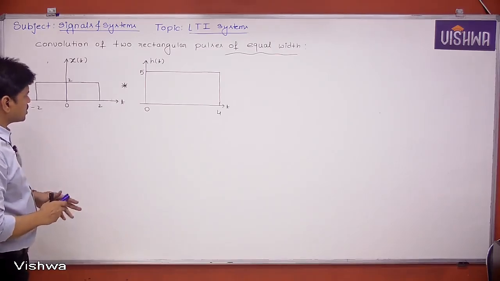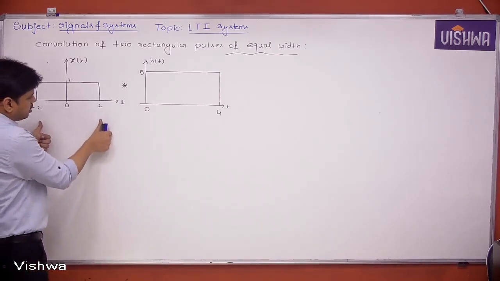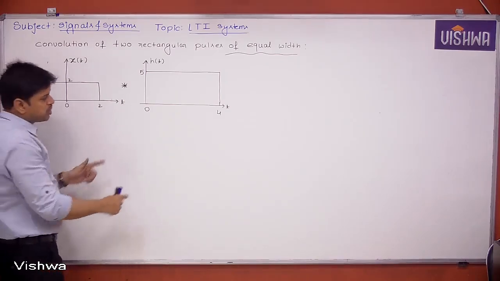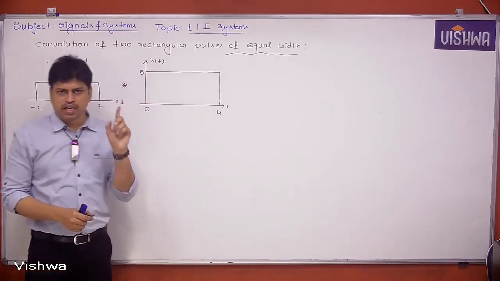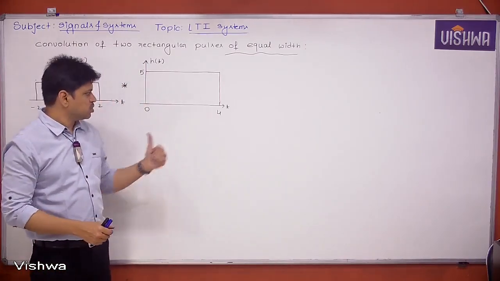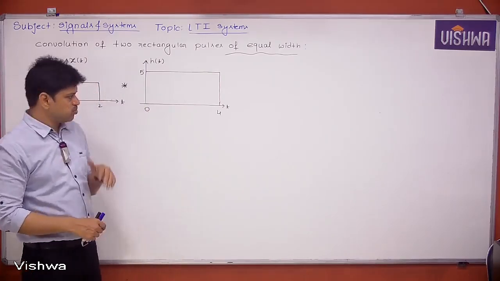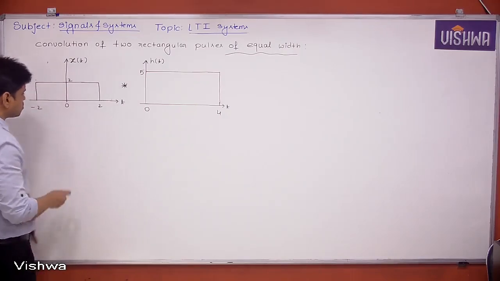Now try to understand. These are the two rectangular pulses. What is the width of this signal? -2 to 2, that is nothing but 4 units. Then 0 to 4, this is also 4 units. So I can say two rectangular pulses of equal width. So if the signals have the same width and they are rectangular pulses, what is the result going to be? Okay. For that, let's go into a very simple procedure.